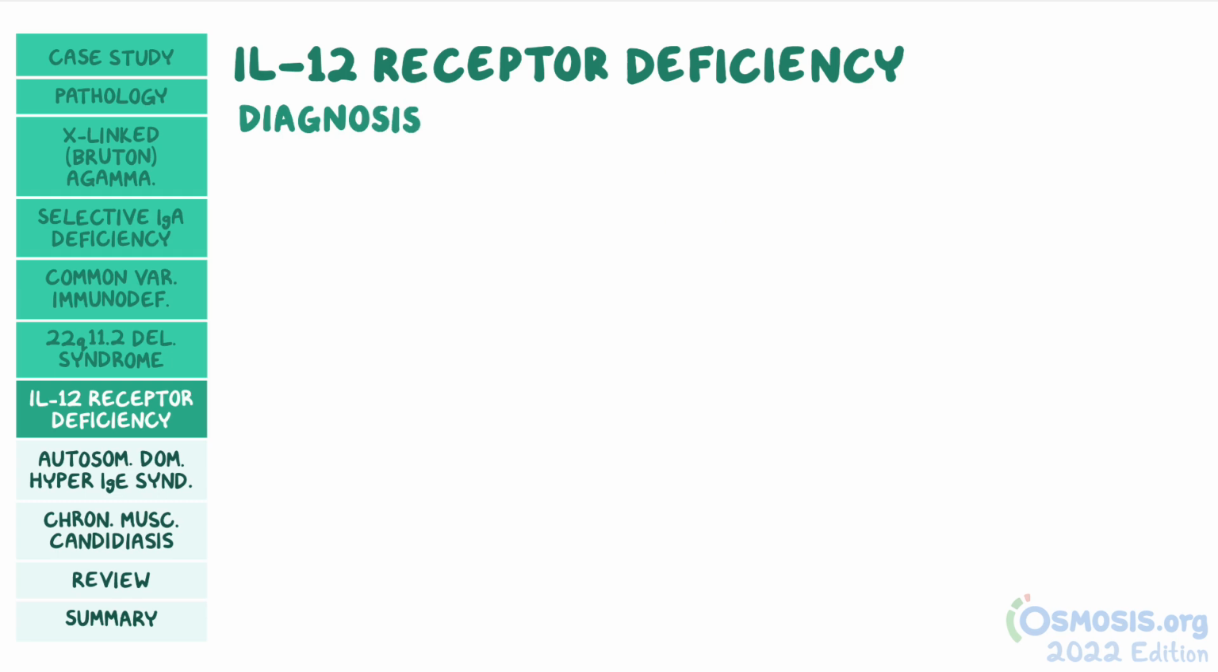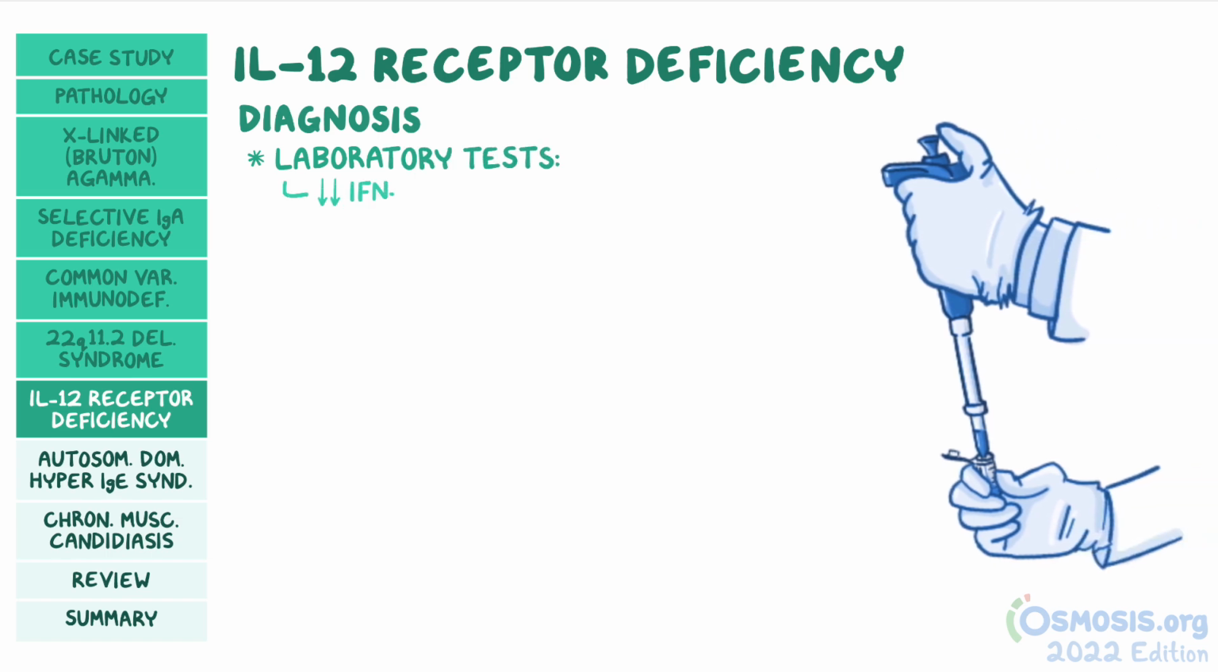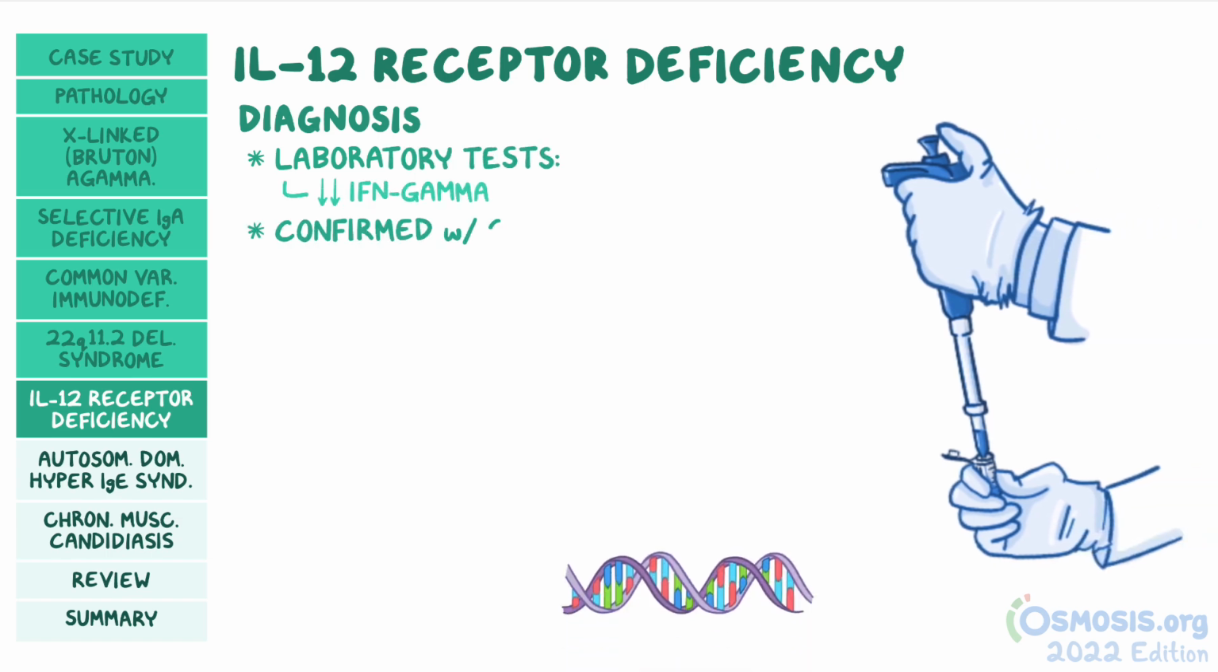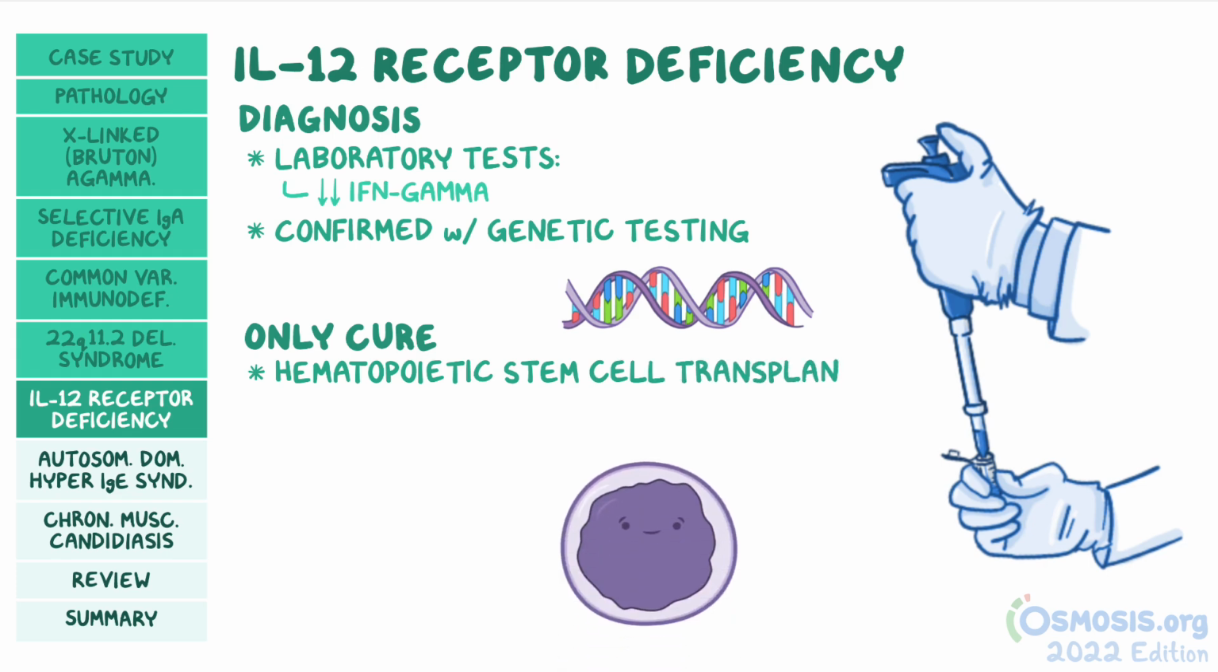Diagnosis of IL-12 receptor deficiency involves laboratory tests showing decreased levels of interferon gamma and can be confirmed with genetic testing. The only cure is hematopoietic stem cell transplantation.